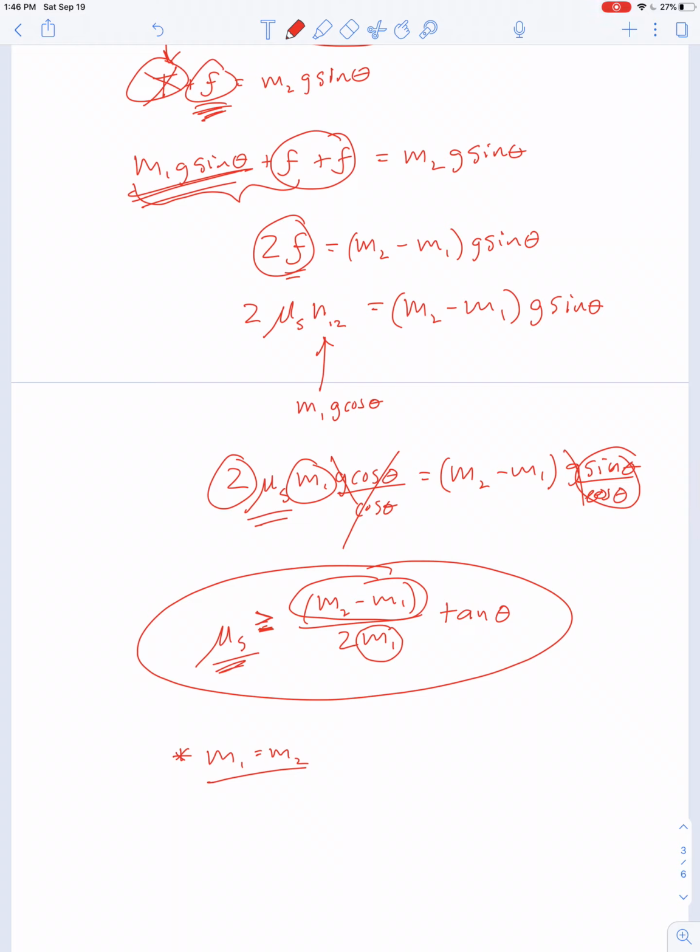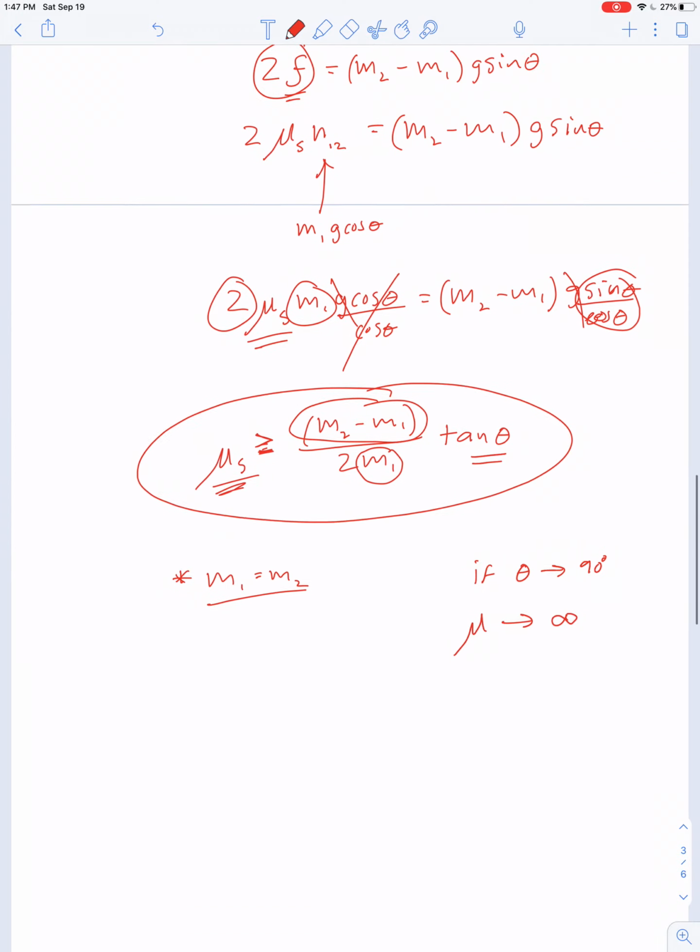And what else does it say? The equation tells us if the angle gets greater and greater, then you're going to need a larger coefficient of friction, and actually if theta approaches 90 degrees, then the coefficient of friction would approach some infinite value, right?